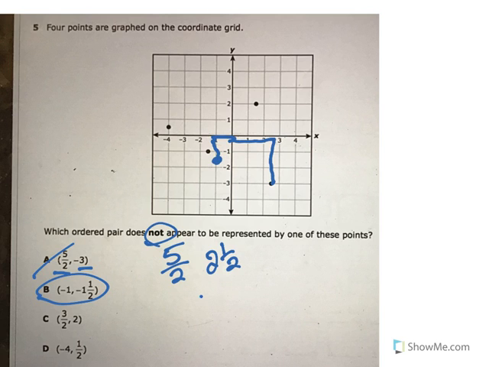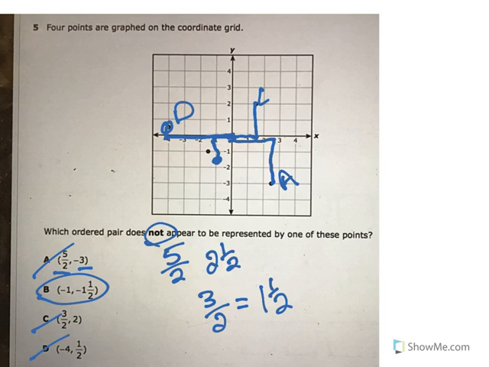C, 3 halves. It's the same thing as 1.5. So let's go over 1.5, and then let's go up 2, because that's positive. So there, that would be C. This was A. C is there. D, x comes first, x goes left and right. We're going to go over negative 4, and then we're going to go up 1/2. And that is D, and that is there. So the only one that was not there was B. B was close, but no cigar. So again, the answer is B, as in boy.